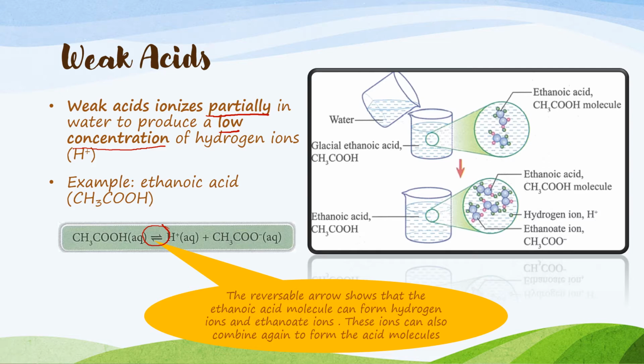Okay, so if you can see from the diagram over here, not all ethanoic acid molecules are ionized, and some ethanoic acid remain as molecules, not turning into ions. So over here, this is basically hydrogen ion, and this one is ethanoate ion.